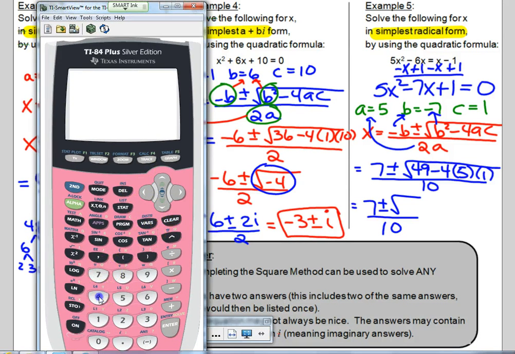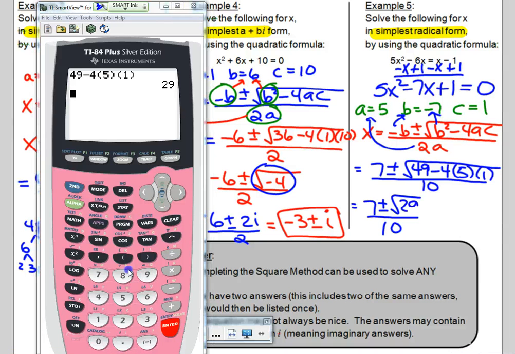Okay, underneath the radical, 49 minus 4 times 5 times 1. And I get 29. Okay, 29. And radical 29 cannot be broken down. If radical 29 could be broken down, then we would break down radical 29 and then simplify the fraction like we did with rationalizing the denominator.